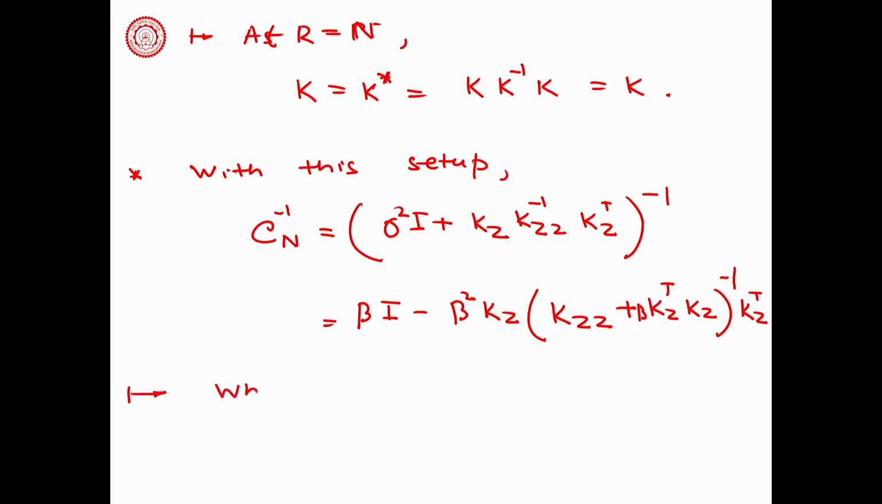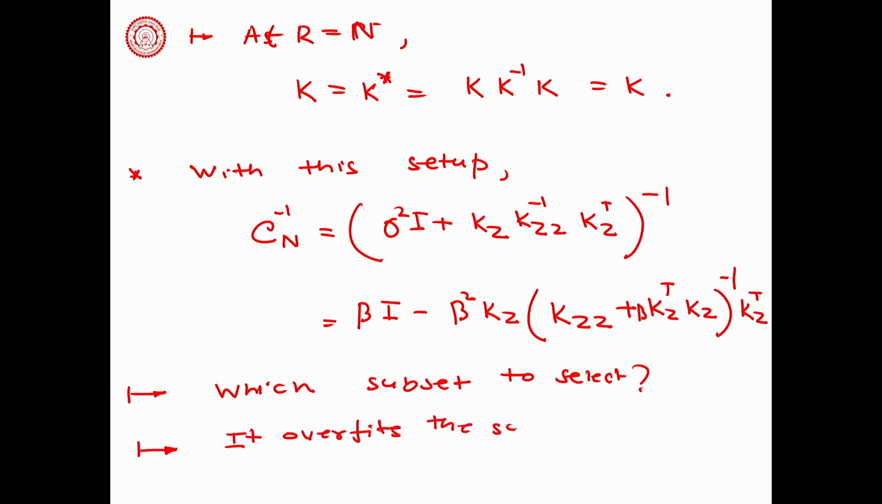Which subset to select, and the other one is that it overfits the subset, because whatever subset you select, it is totally trained based on that, and it might not generalize to other subsets and all those things, right. Clear?